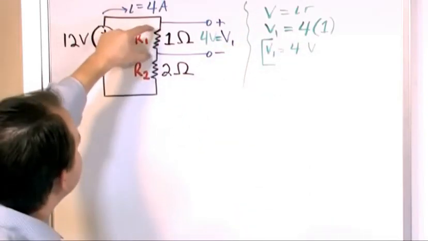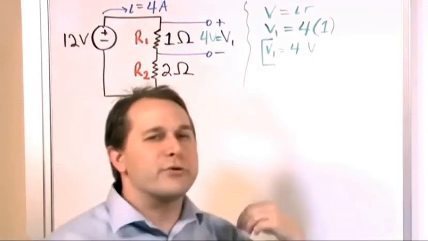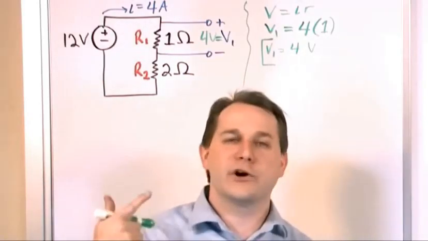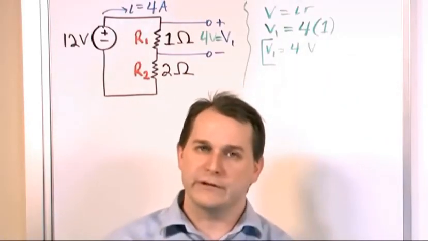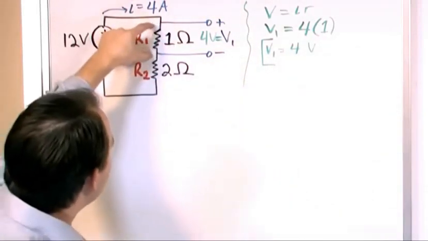If we know what the resistance of this R1 is, and we know what the current is going through that resistance, all we need to know is what the value of the resistor is and what the current is going through it to calculate the voltage. What voltage are we talking about? It's the voltage across the element that we're talking about.